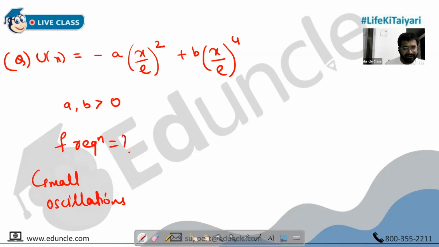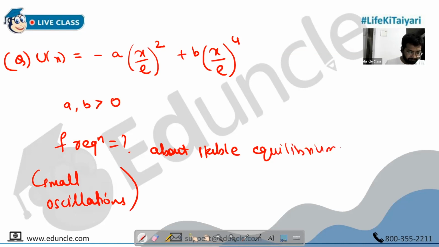If you are wondering why the word small oscillations is important here, do you know the reason why the word small oscillation is important about stable equilibrium? Sir, force is directly proportional to linear displacement. Yes, exactly. So only then you will get the f equals to minus kx condition. Otherwise, there is a correction term that happens if you don't include small oscillation.